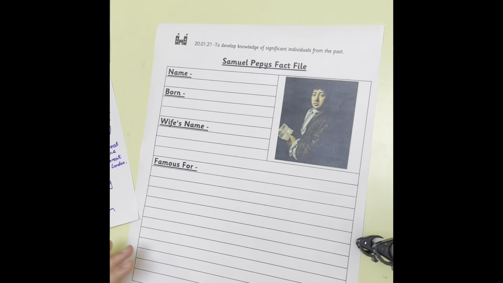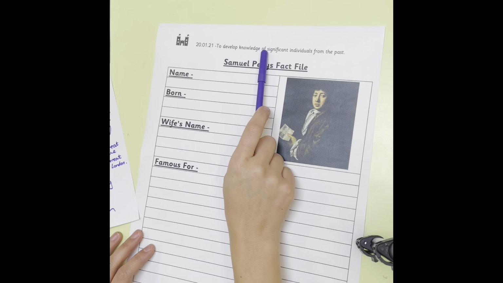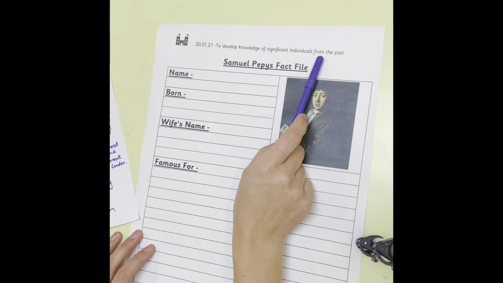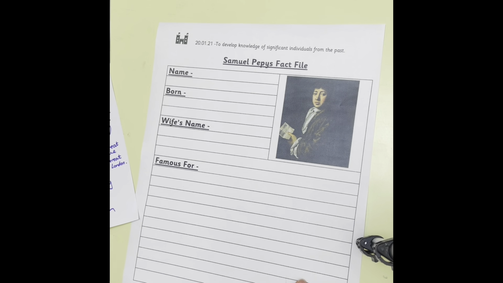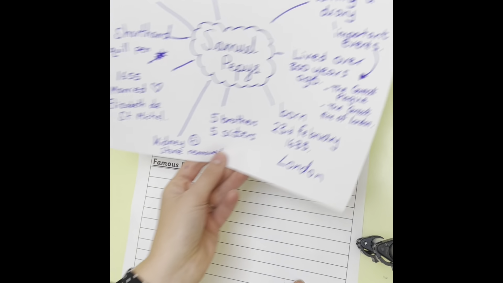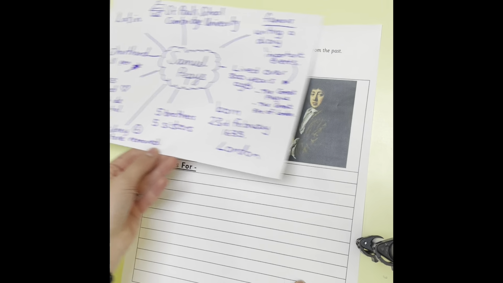So, here's your Samuel Pepys fact file, and our learning objective is to develop knowledge of significant individuals from the past. And Samuel Pepys is a significant individual, which means he's important. He's important because he told us all about the Great Fire of London through his special diary. Let's use our mind map to help us fill out this fact file about Samuel Pepys.